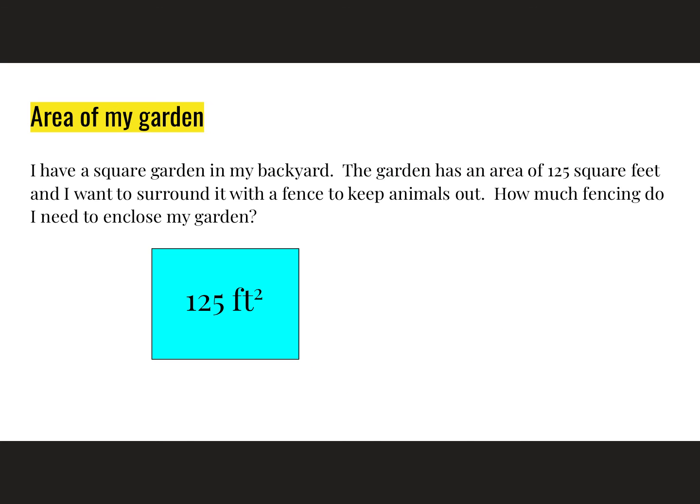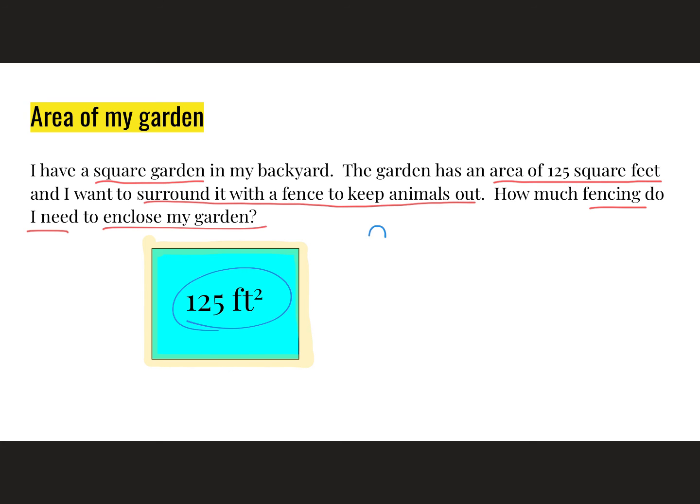One last problem. Okay, so I have a square garden. We got more squares. The garden has an area of 125 square feet, and I want to surround it with a fence to keep animals out. How much fencing do I need to enclose my garden? So we've talked about the fact fences go all the way around. So my fence is going to have to go this side plus this side plus this side plus this side. So first I need to find out how long each side is. I only know that the area is 125 square feet.